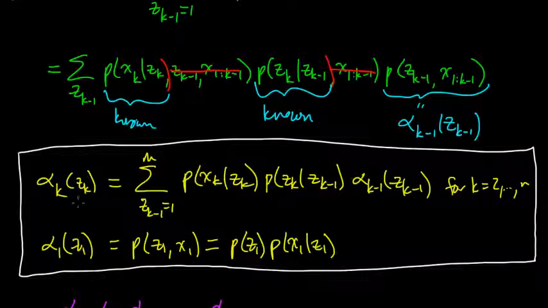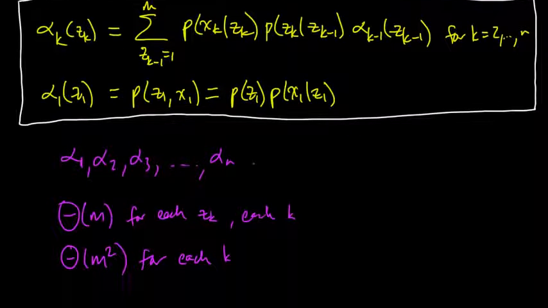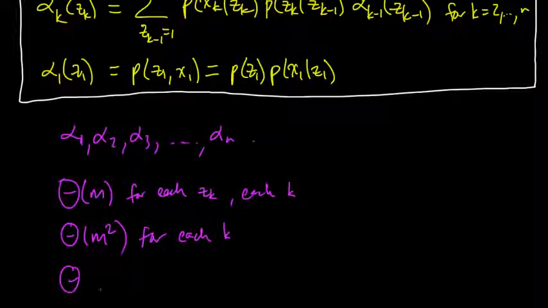We have to do this sum once for each value of zk in order to get this whole function alpha k for all the possible values of zk. But then we have to do that whole process once for each possible value of k, and k goes from 1 to n. So there's n times. In particular, it's big O of nm squared. And in fact, it's big Theta of nm squared. So this is the computational complexity of this algorithm.